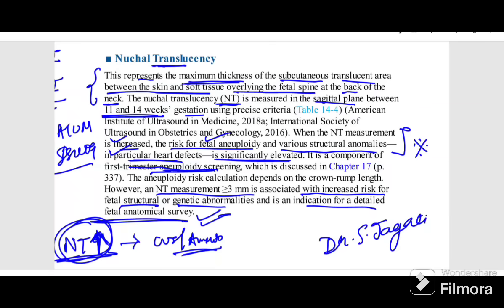Today we shall be discussing a very important aspect of first trimester ultrasound screening, that is the nuchal translucency, abbreviated as NT. This is a very important ultrasound that we routinely advise to all our antenatal females. Why is it so important, what are its implications and how do you do it?